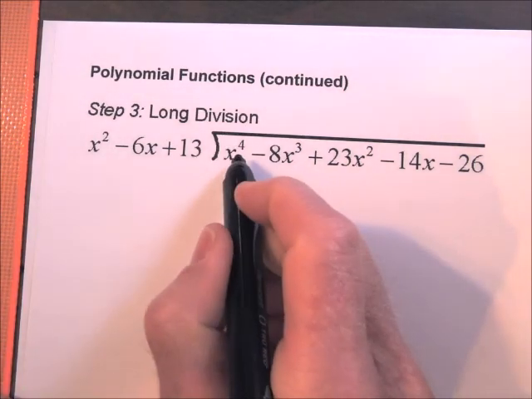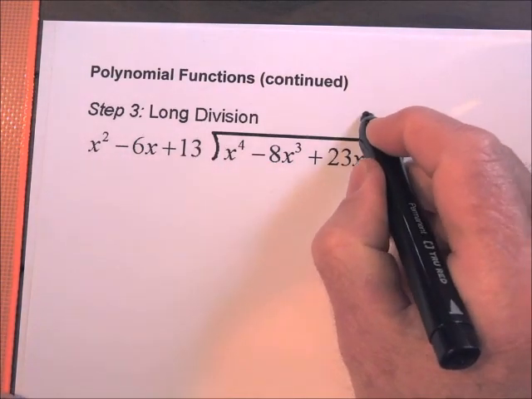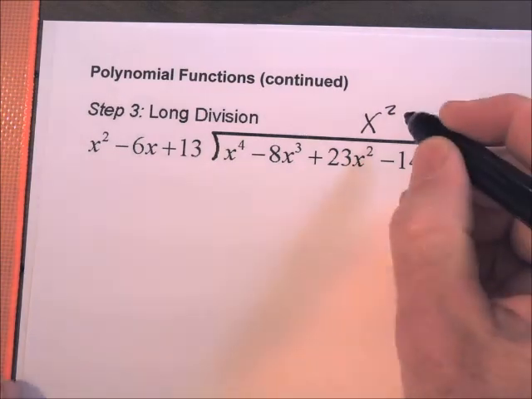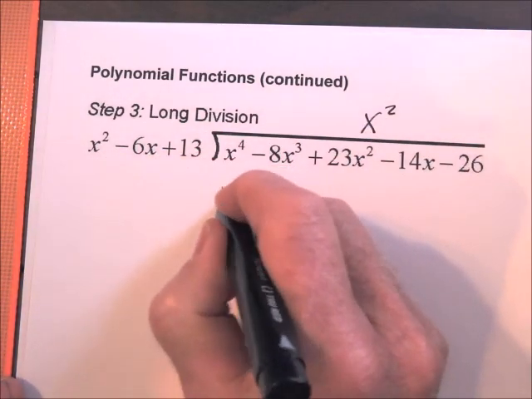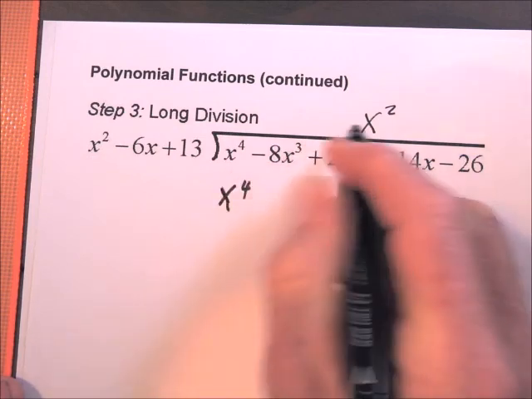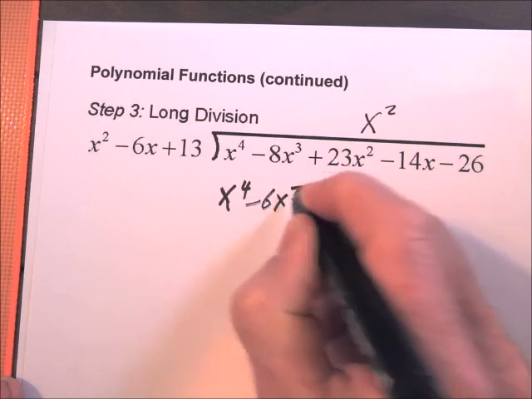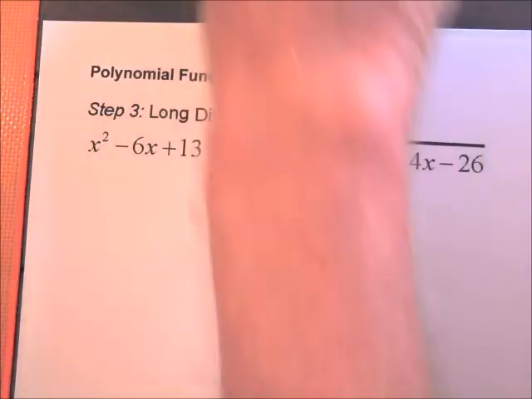And we want to divide the highest power of x by the highest power of x. So x to the fourth divided by x squared is x squared. We'll put x squared on top. And then multiply the x squared times each term of the divisor. So x squared times x squared is x to the fourth. X squared times minus 6x is minus 6x to the third. X squared times 13 would be 13x squared.